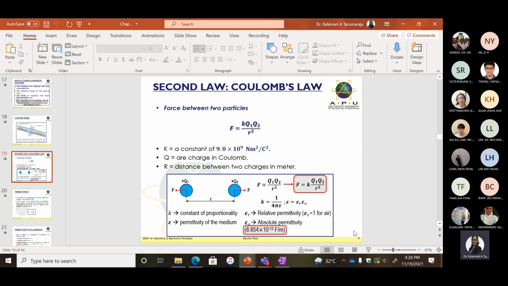Okay, try to understand. Once you've done that, just jot down the equations. Have a look at Q1 and Q2. Between these two, they wrote R, that's the distance between the two charges here.